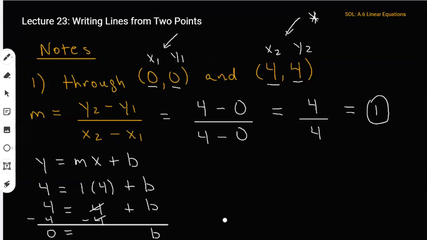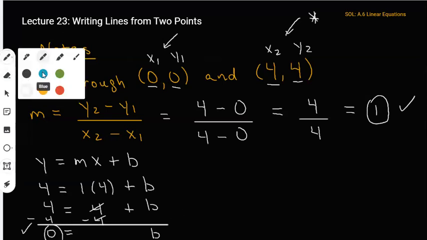So b is going to be equal to 0. So now I know my slope, which is 1. I know my y-intercept, which is 0. And now I can write my answer as y equals mx plus b.